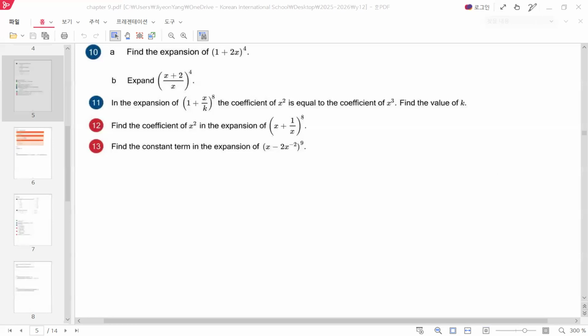So let's solve question number 13, students. Question number 13. Andrew, please read this question. Find the constant term in the expansion of (x minus 2x^(-2)) to the power of 9. So it's like question number 11. Now you need to learn how to pick the exact term. How to pick the exact term.